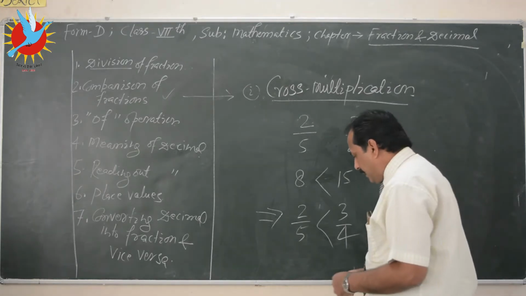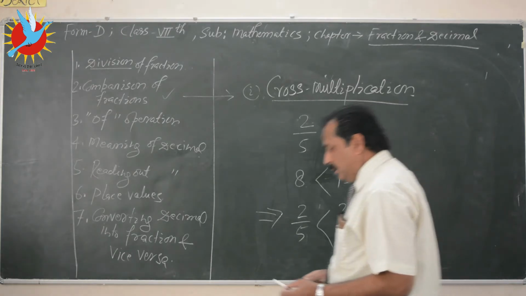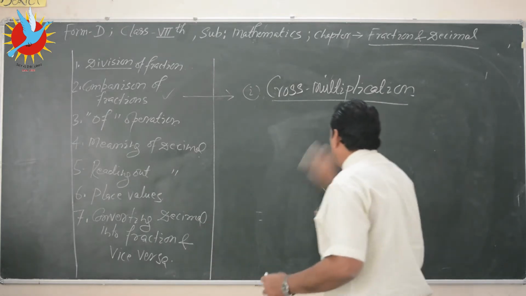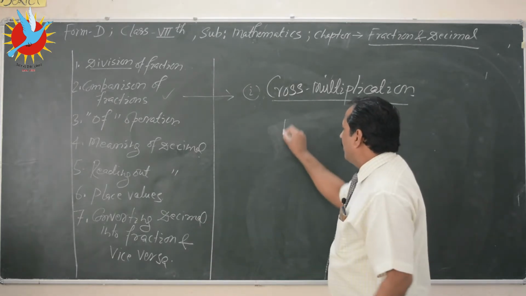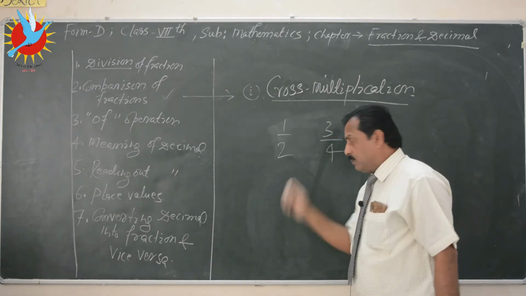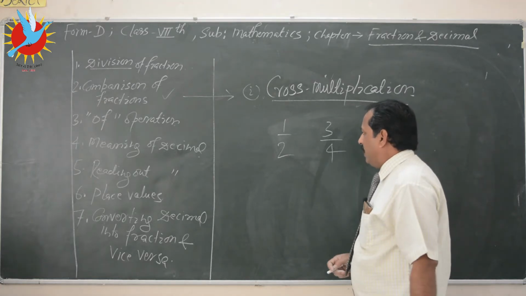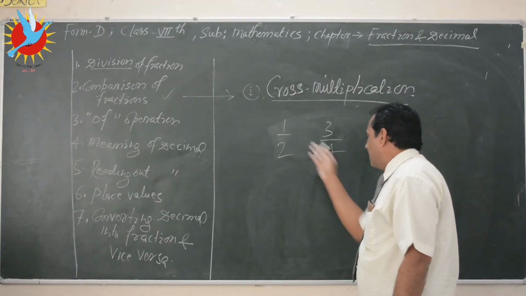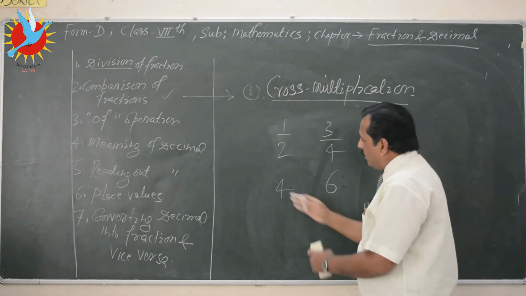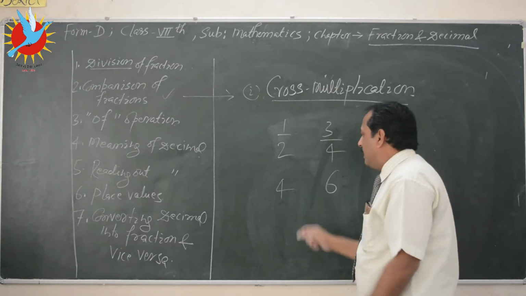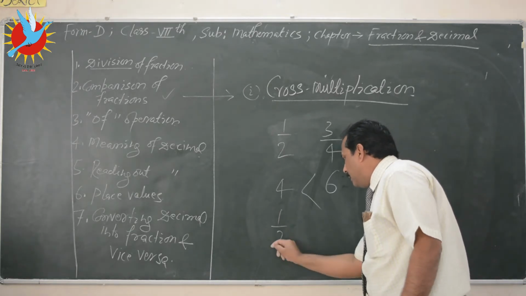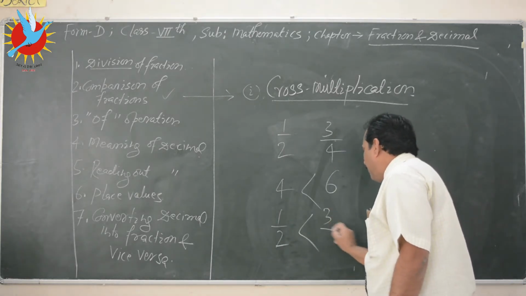Another example, let us say one more example, this 1 by 2 and this 3 by 4. So which one is smaller, which one is greater? Cross multiply it. So 1 times 4 is 4, 2 times 3 is 6, and now compare 4 and 6. So 4 is less than 6. Therefore 1 by 2 is less than 3 by 4.